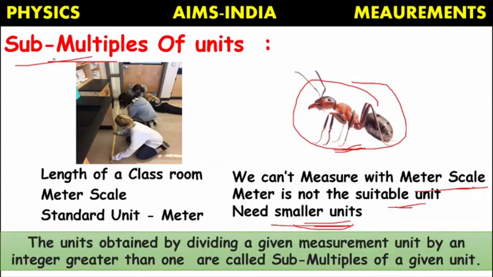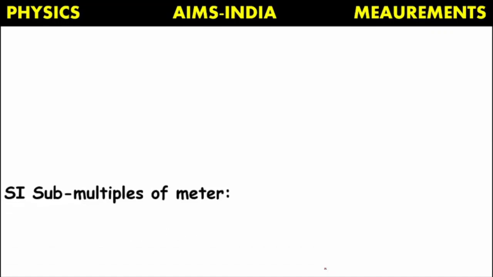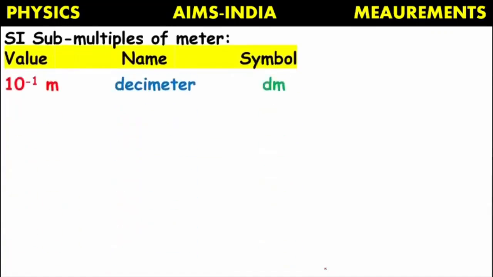These submultiples, or smaller units, can be obtained by dividing a given measurement unit by an integer greater than 1, means by dividing with 10, 100, 1000, like that. If we go on dividing the standard unit, we will get the submultiples of the given unit. Let's see some of the submultiples. Here we have to divide the given standard unit, means 1 meter, by 10.